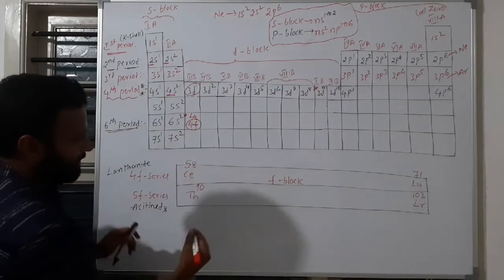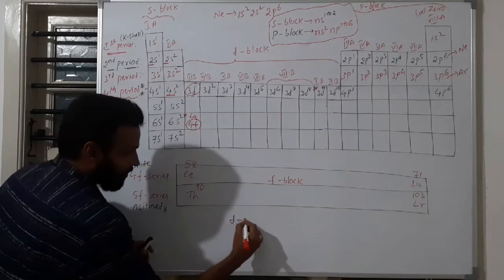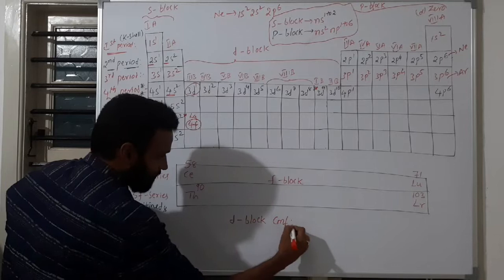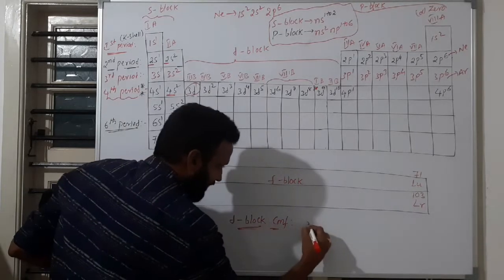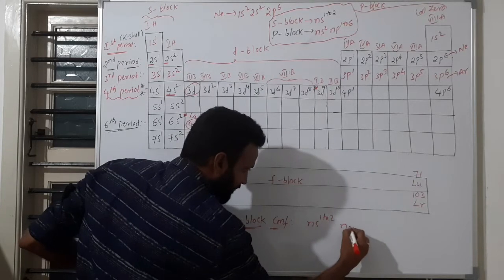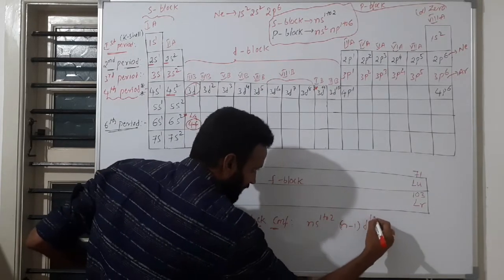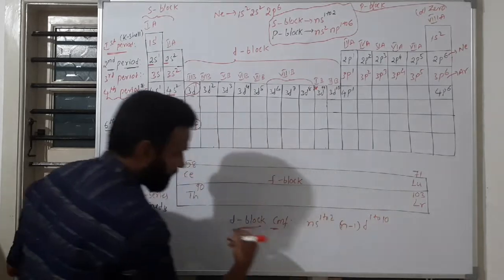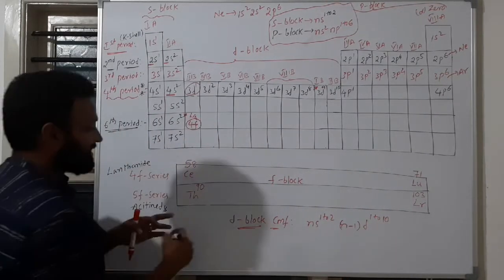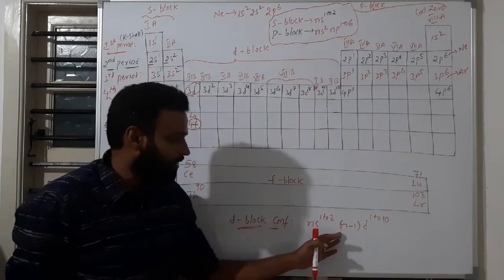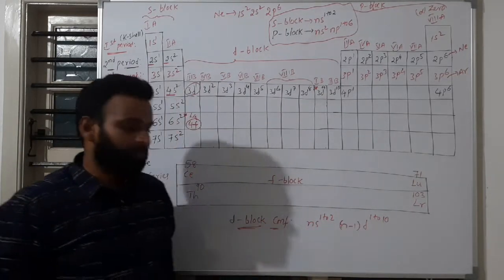So what is the general d block configuration? D block configuration means ns1 to 2 and (n minus 1) d1 to 10. (n minus 1) d1 to 10. This is the d block general electronic configuration: ns2, (n minus 1) d1 to 10.